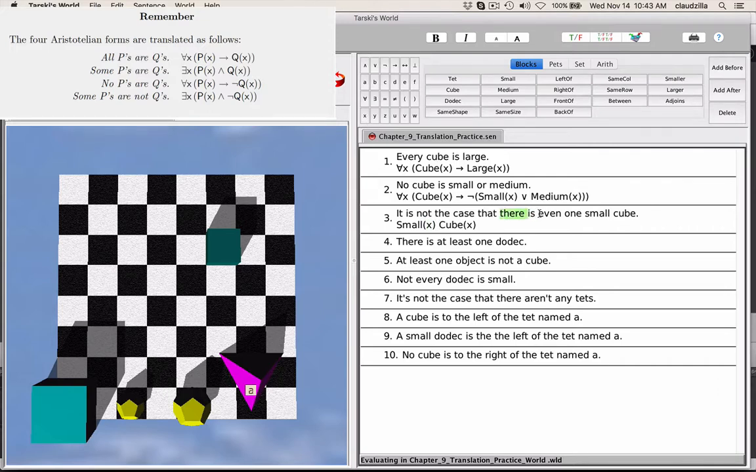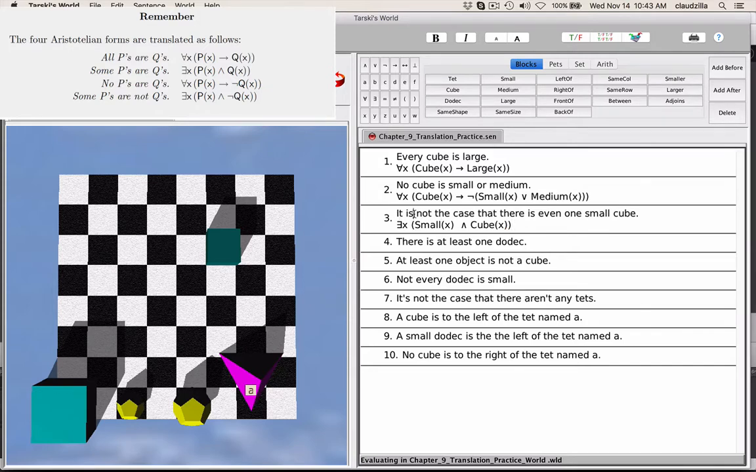And the sentence before it's negated says that there is at least one small cube. At least that's how I'm verbalizing what the sentence says. The sentence says there is even one small cube, but that's not entirely grammatical. At the very least, it's not colloquial. We would say instead there is one small cube. So in that case, we say there is something, the thing is small, and the thing is a cube.